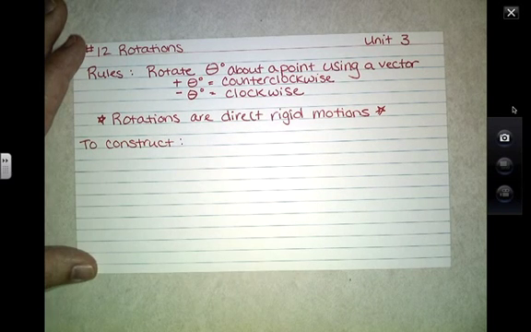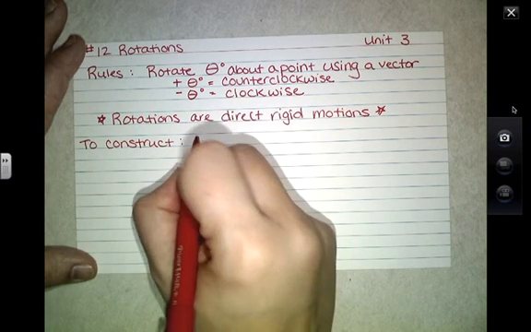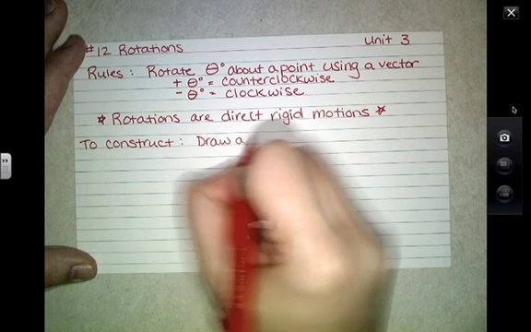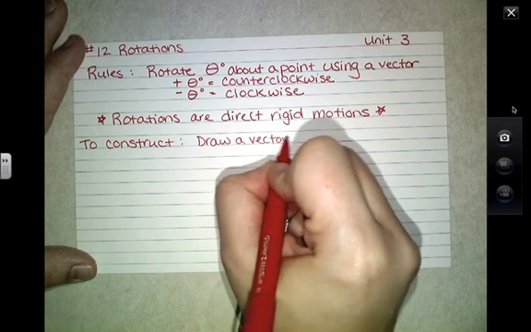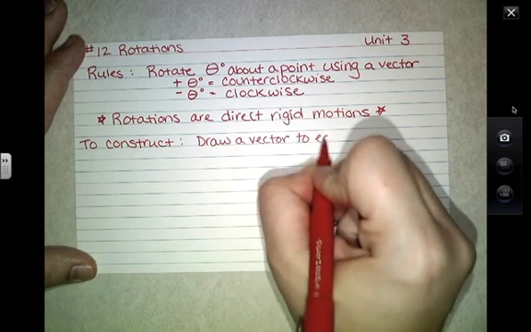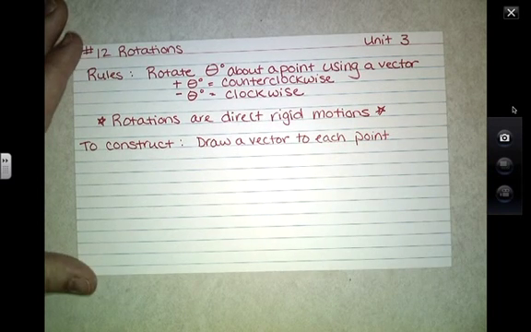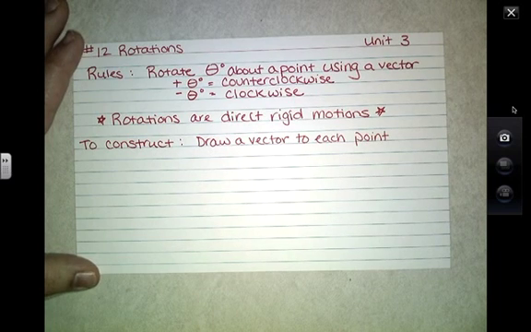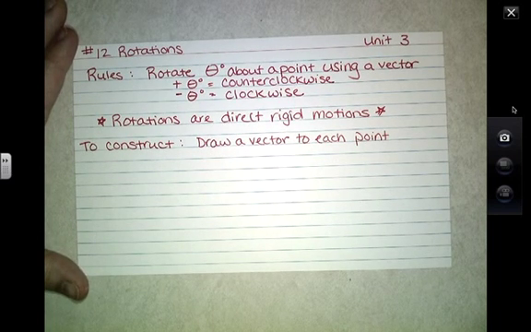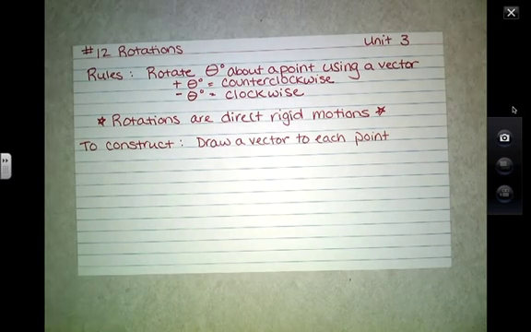So when you're constructing a rotation, you're going to start by drawing a vector to each point, okay? That vector is going to start at the point that you're rotating around, and you're going to draw a vector to each of the points in the figure. The vector is what you're rotating, okay? So you're going to figure out how to rotate that vector however many degrees they told you.